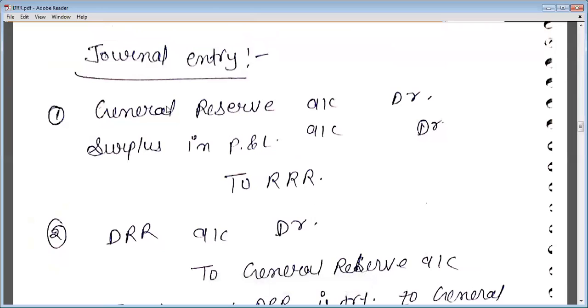So first we have to create DRR from our free reserves or our surplus. I have already told you that DRR will always be made from profit that is available for the dividend. So we will make the DRR from general reserve or surplus in P&L, that profit we already had, or the reserve amount which we have in general reserve account. So we'll transfer to DRR account 25% of nominal value of outstanding debentures. Okay, so the first entry will be passed.